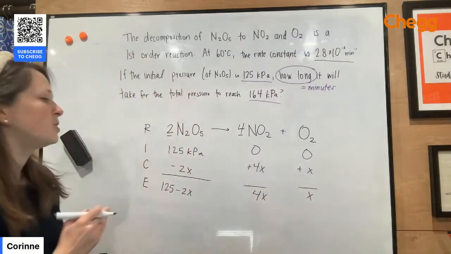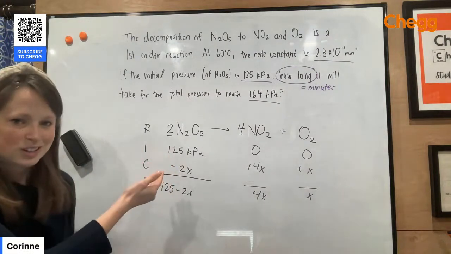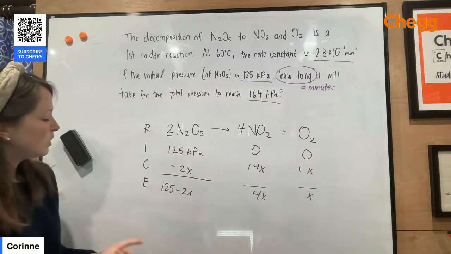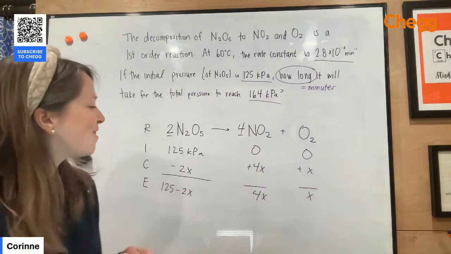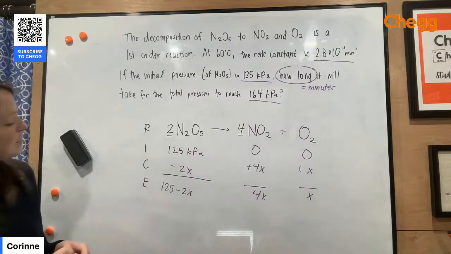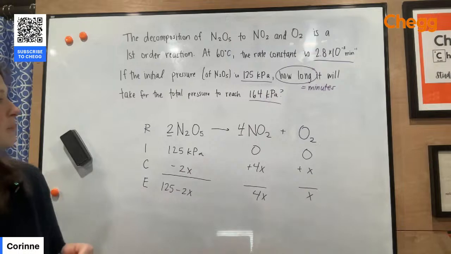So with these RICE tables, they look really intimidating. You have your initial quantity, or your initial pressure in this case, not concentration, your change, and then equilibrium. So you can set this up. I like to just draw the line so it looks like a simple subtraction or addition problem, right? To find those answers. All right, so now we have all of our equilibrium pressures, right? This is what it's all going to be equal to.